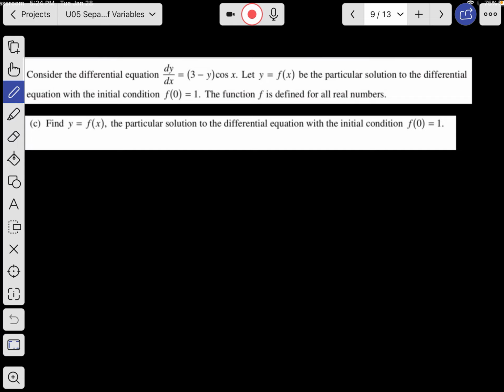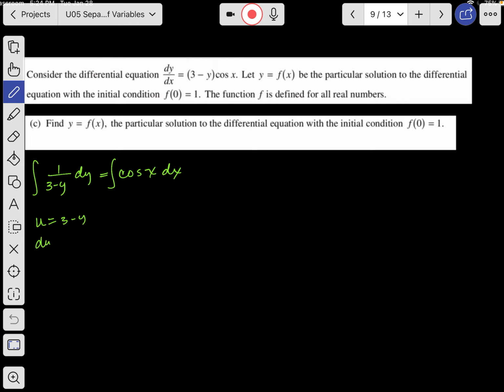Okay, so in part C it says find y equals f of x, the particular solution to the differential equation with the same initial condition. And so this is just using our separation of variables. So let's see. I'm going to go ahead and move my y over. So divide both sides by the 3 minus y. And I can see that I'm going to have a u-sub on the left. And then this is going to equal cosine x dx. It'll be easy on the right. Okay, so I separated. Now we integrate.